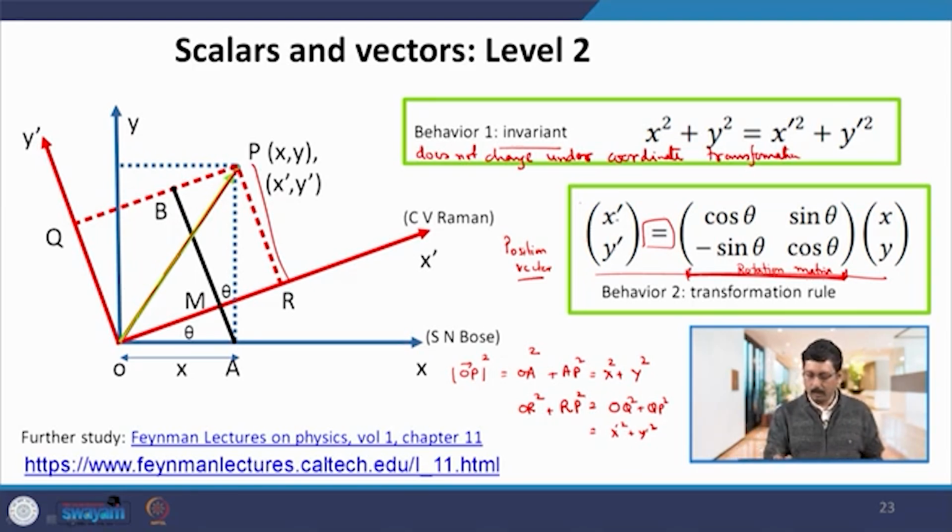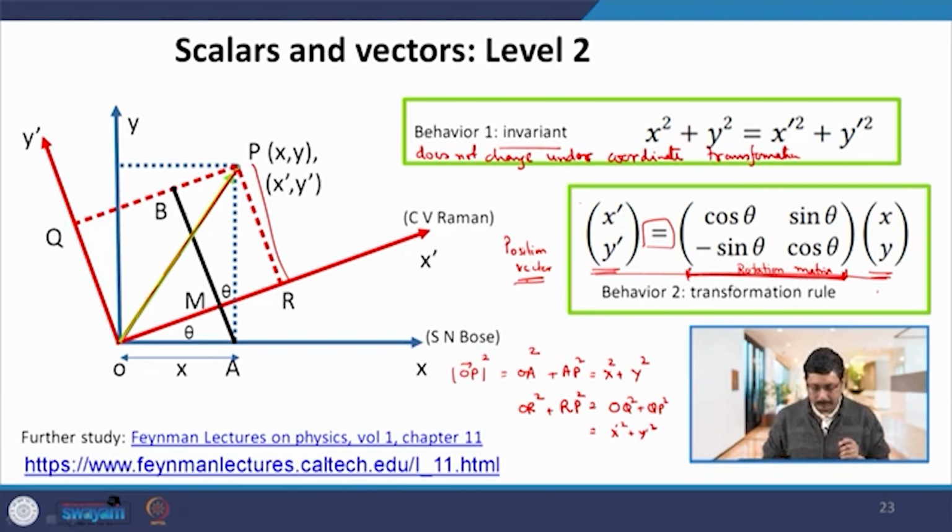So, the components in the blue coordinate system and the red coordinate system are different, but they are related by a simple rule: you take the components of the blue coordinate system, multiply by this rotation matrix, and you will get the components in the red coordinate system. So, this is the behavior of the position vector under coordinate transformation.